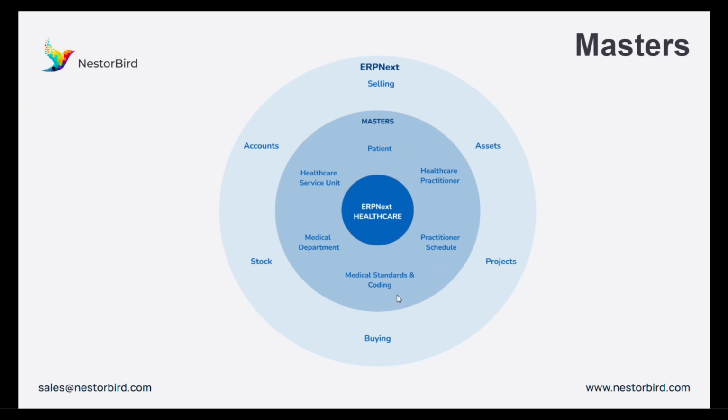Setting up medical standards and coding, for example, ICD-10 standards, ICD-9 standards, and their respective coding. Medical Department refers to a department or stream of medicine, for example, cardiology, gynecology, and urology, for specific medical needs. Healthcare Service Unit refers to the service unit or infrastructure where the services are provided, for example, OPD rooms, ICU rooms, etc.